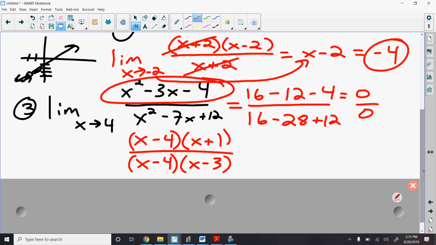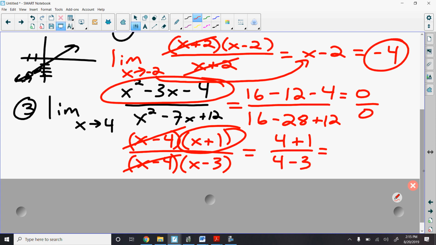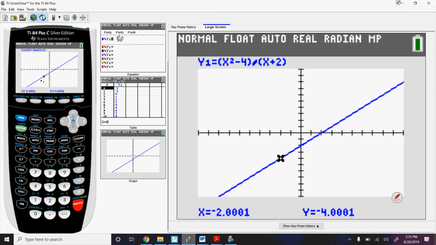What I see here is I have a factor of x minus 4 on both the top and the bottom. So I'm going to go ahead and cancel those out like I did before. And now I'm going to plug in 4 into this. So I'm going to get 4 plus 1 on top and 4 minus 3 on the bottom. That gives me 5 on top, 1 on the bottom. So I should get an answer of 5. Let's use our graph to confirm that real quick, and then we'll be done for today.